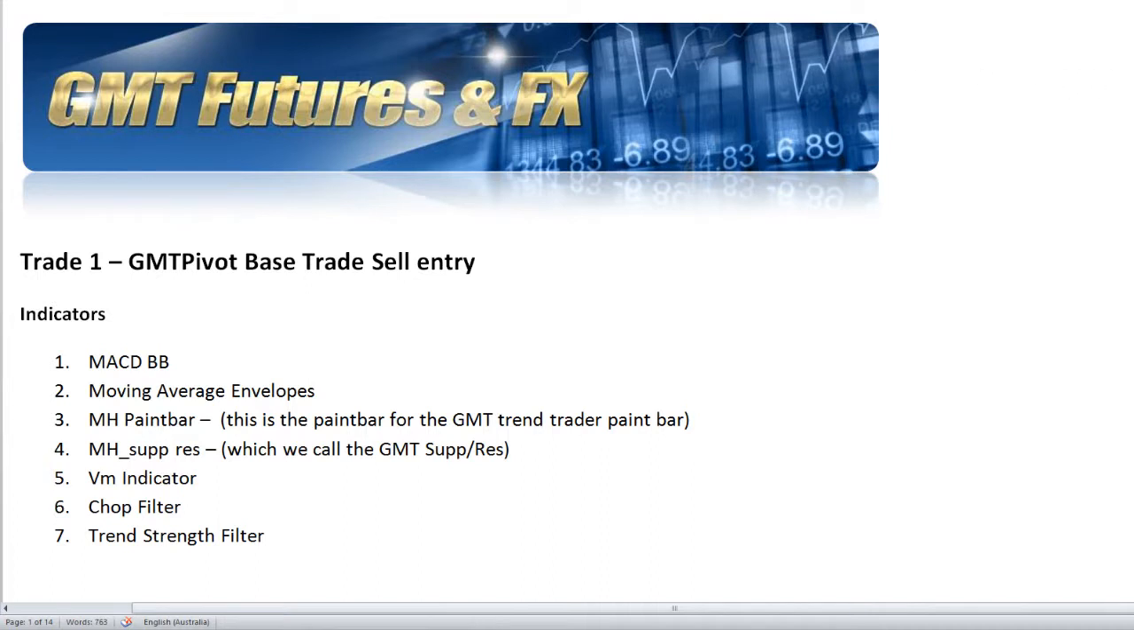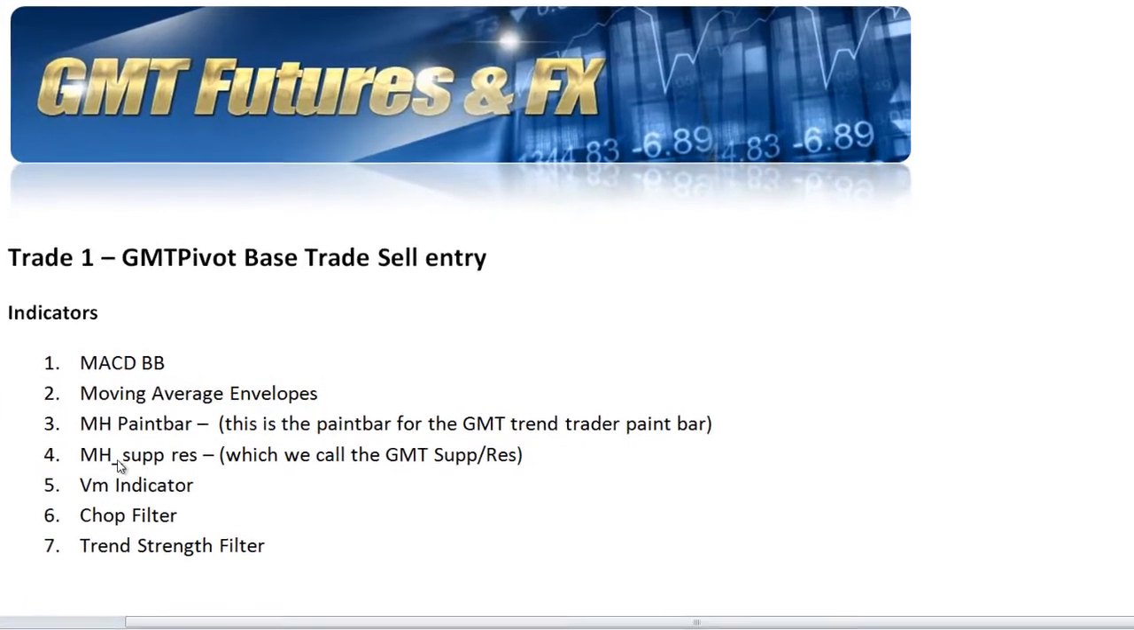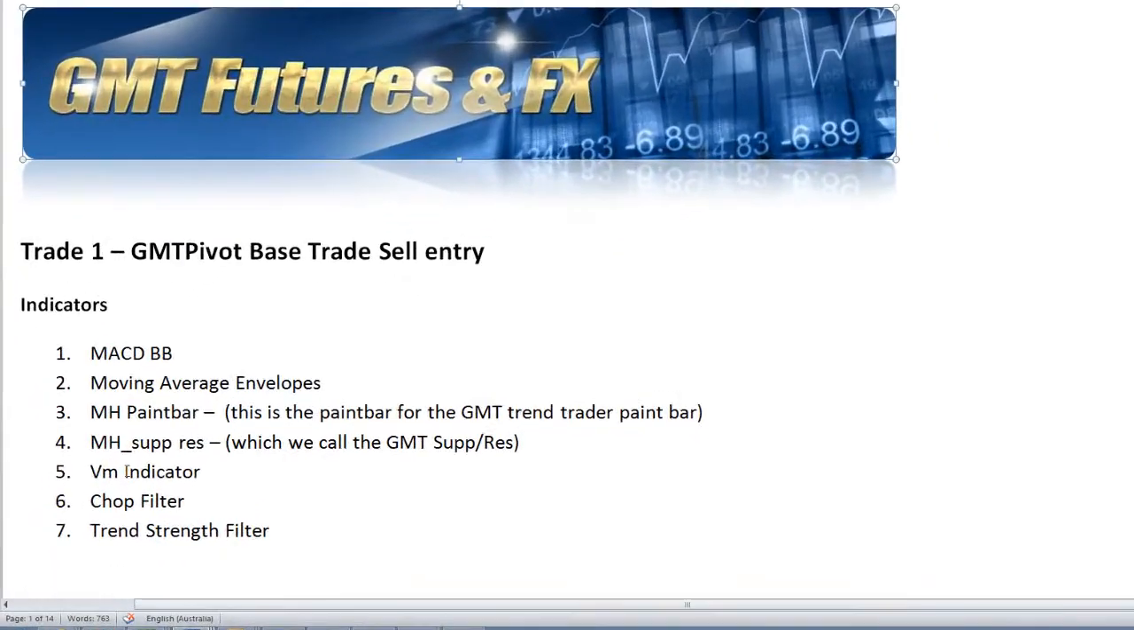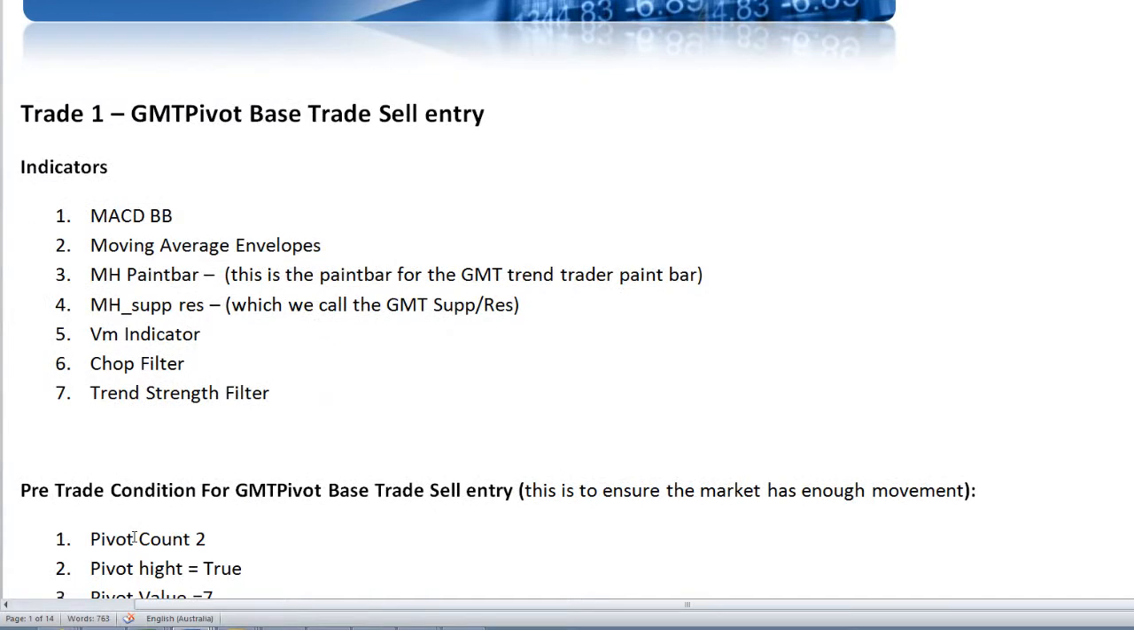I'm going to take you through our GMT Pivot Trader base trade sell entry. So it's basically our initial sell entry. Now, the indicators we're going to have loaded on the chart will be the MACD BB, the moving average envelopes. We'll have our paint bar, which will be cyan and white. We'll have our support resistance, our VM indicator, our chop filter, and our trend strength filter. So they're the indicators we're going to be using.